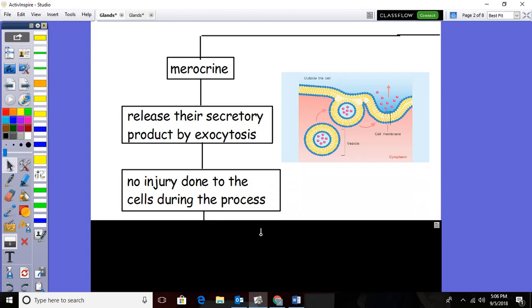Because we're just using vesicles, there's no injury done to the cell. You're not losing a piece of the cell. There's no damage done. That cell is unharmed because exocytosis is a very normal process that occurs all the time.